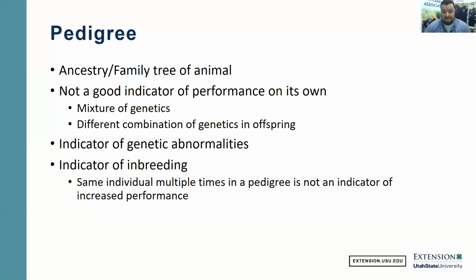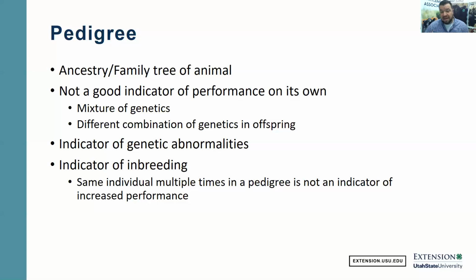The other thing that a pedigree is a good indicator of is inbreeding. Now, inbreeding is mating of related individuals. It could be father-daughter mating, grandfather-granddaughter mating. Now, line breeding is essentially the same thing. Line breeding is just breeding to a specific family line over and over again. So instead of breeding to the father one generation, you're just breeding to a different related individual in that family line.